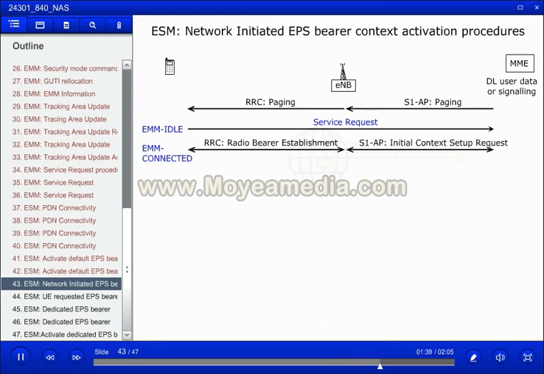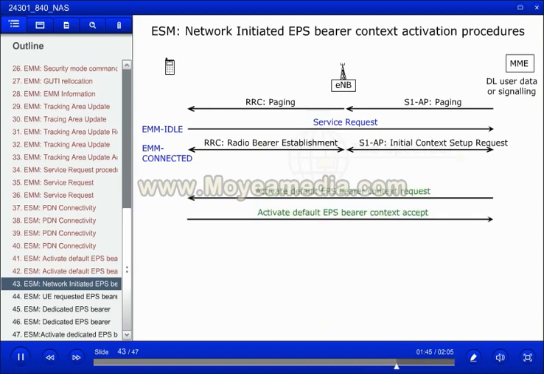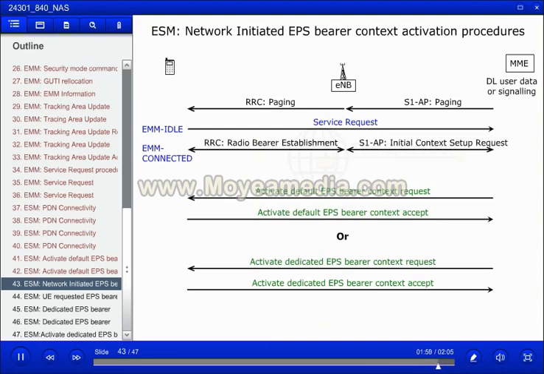If the quality of service of the default bearer is enough for the downlink pending data, which is about to be transmitted, it will be activated with the activate default EPS bearer context request. The dedicated EPS bearer context activation procedure is initiated by the network in order to add additional bearers to the already existing default bearer. This is required, for example, when the properties of the default bearer, such as quality of service, do not match the requirements for the new service.